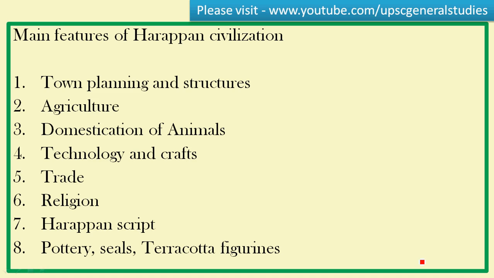In our previous video we had discussed Harappan civilization, its introduction and various important sites. In this video let's discuss the common features and important features of Harappan sites. These features include town planning and structures, agriculture, domestication of animals, technology and crafts, trade, religion, script. Harappan script was unique because of its pictographic images, and pottery, seals, terracotta figurines.